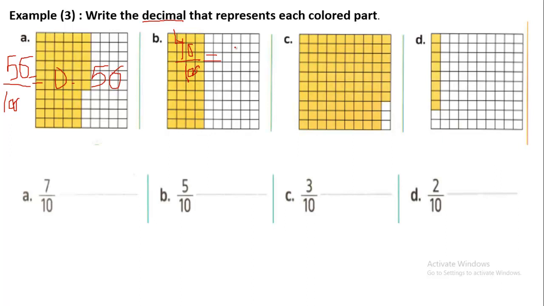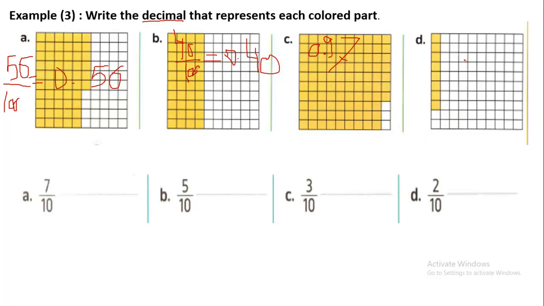0.40, forty hundredths. If I want to represent number C, we have 97 colored bars from 100. So we have 97 hundredths.